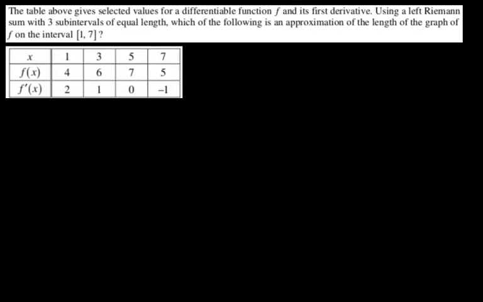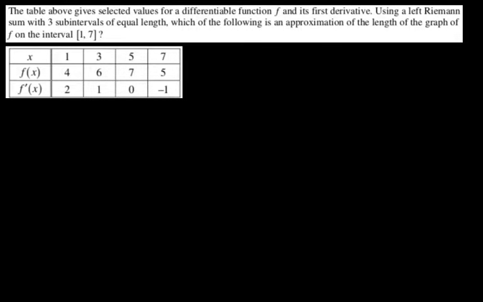Let's take a look at another one. I just like this problem, so I threw it in. The table gives selected values for a differentiable function f and its first derivative. Use a left Riemann sum with 3 subintervals of equal length. Which of the following is an approximation of the length of the graph of f from 1 to 7? All right, this is a really good question.